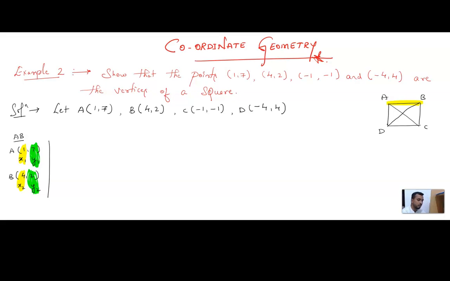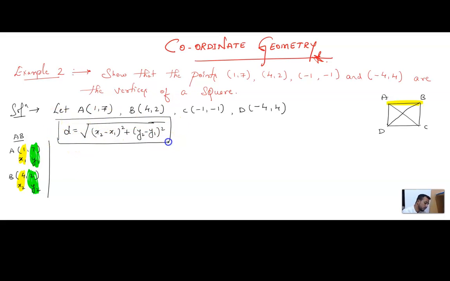Just write the distance formula one time. So what is the distance formula? That is D is equal to root of x2 minus x1 whole square plus y2 minus y1 whole square. So this is our distance formula. Am I right? So the distance formula is what, children? Root of x2 minus x1 whole square plus y2 minus y1 whole square. Now which distance are we finding here? The distance between A and B, that is AB.